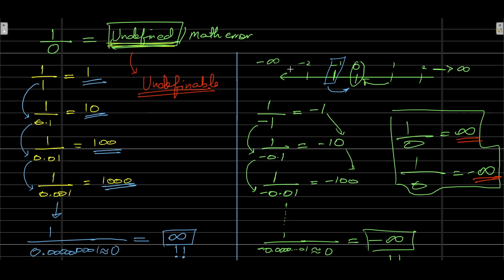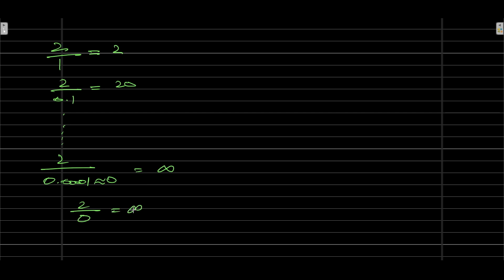Now let's see this ambiguity from a different lens. If we have 2 divided by 1, that will just give me 2. 2 divided by 0.1 will definitely give me 20. And so on if I keep moving forward. So 2 divided by so many zeros and a 1, ultimately giving me 0, will give me infinity. That means 2 divided by 0 is infinity. But previously, we already calculated that 1 divided by 0 is infinity.